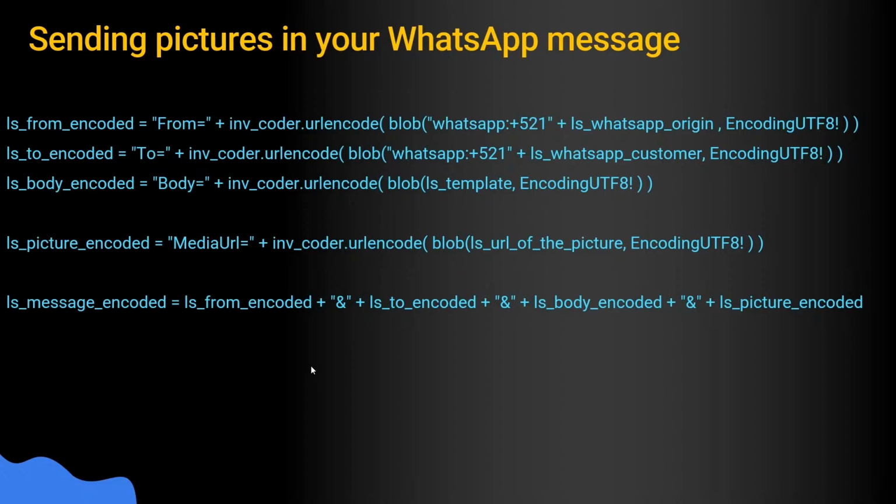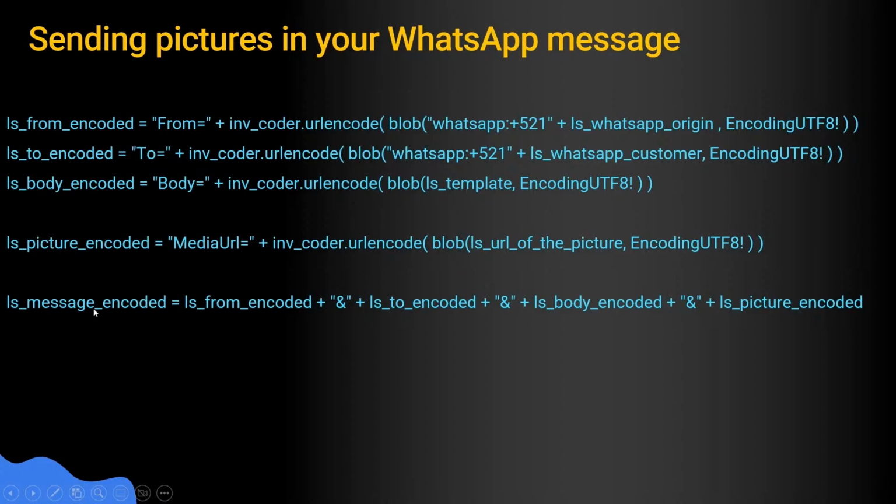a picture. So here you have the from, the to, the body encoded, and you're going to add a new line that is the picture encoded. So you send the media URL, and you need to provide the URL of the picture. So the picture needs to be on the web. You just provide the URL, and you send the URL encoding using UTF-8.